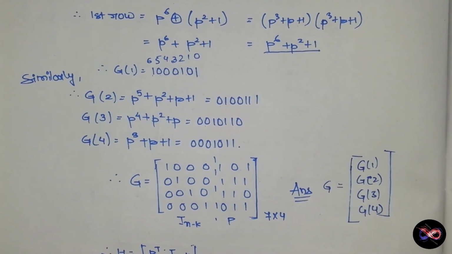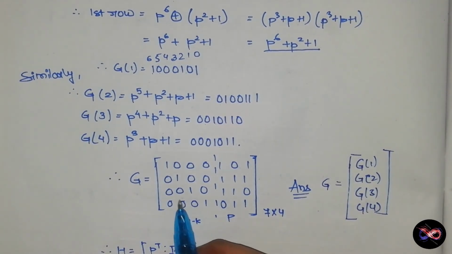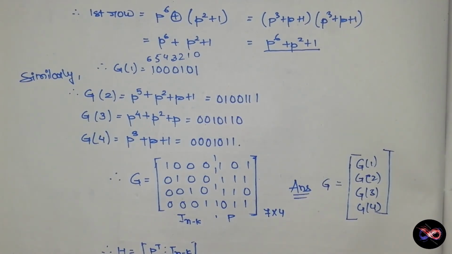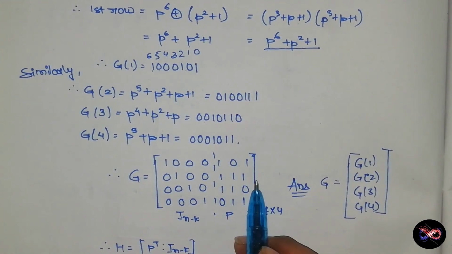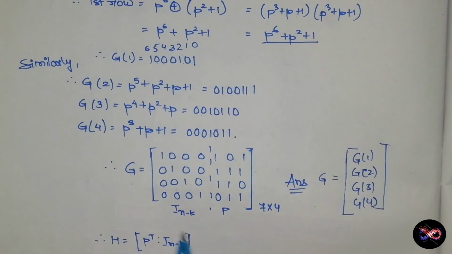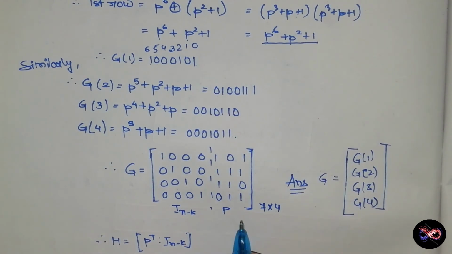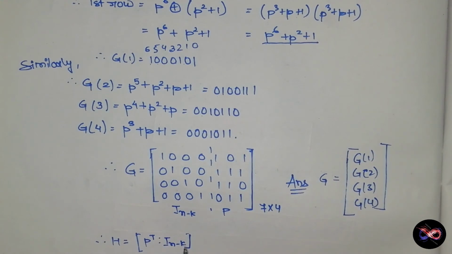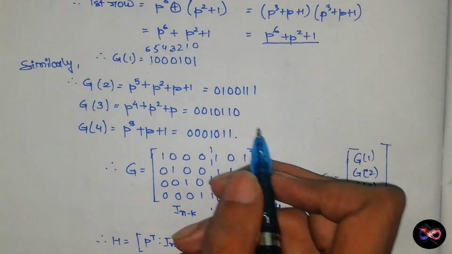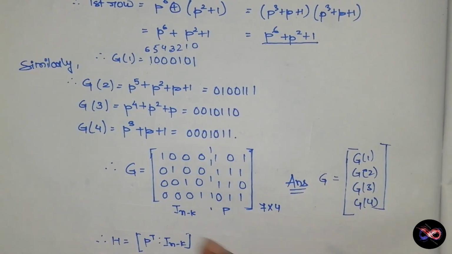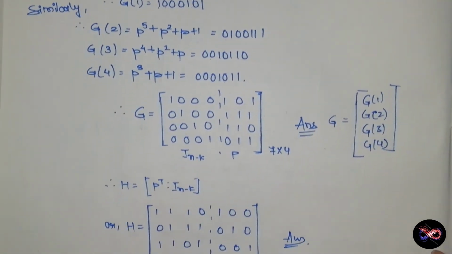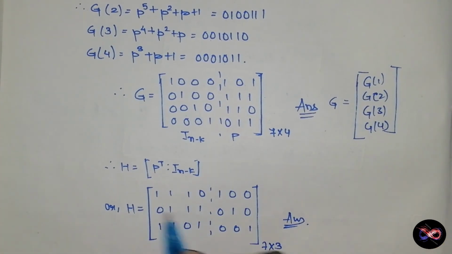By this simple method, you can easily find the generator matrix, and if you find the generator matrix, you can easily construct the parity check matrix. This is obviously the identity matrix, and this is the parity matrix. We know if G is in the format of I_k, then P, then H will be in the format of P transpose, then I_(n-k). So we need to simply transpose this part and then accordingly set the dimension of the identity matrix. So we will get the parity check matrix as this one.